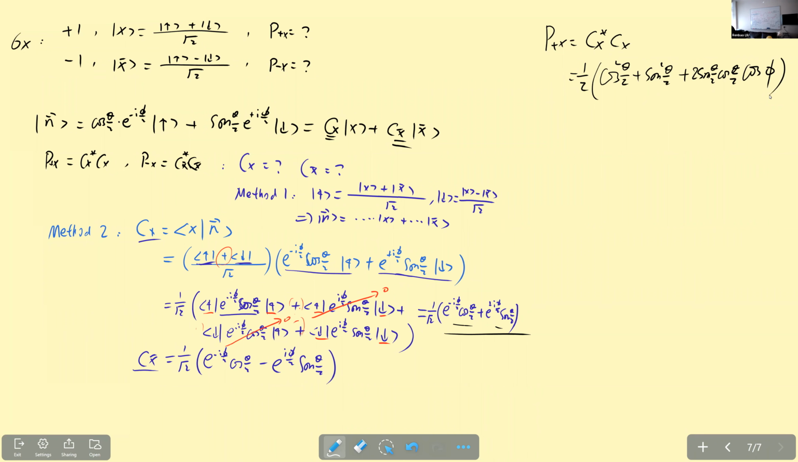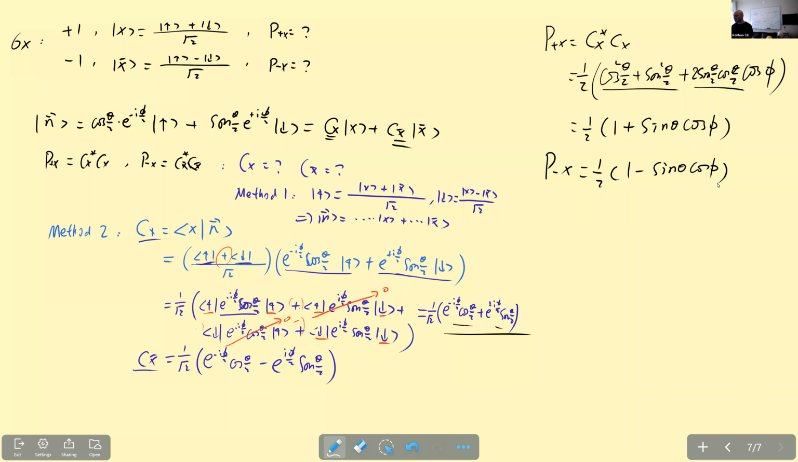Right. So this one is just 1. This one is just sine theta. So the result is just 1/2 (1 plus sine theta cosine phi). Of course, another term is p minus x. That will be 1/2 (1 minus sine theta cosine phi).